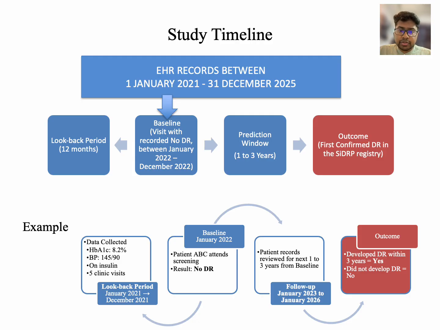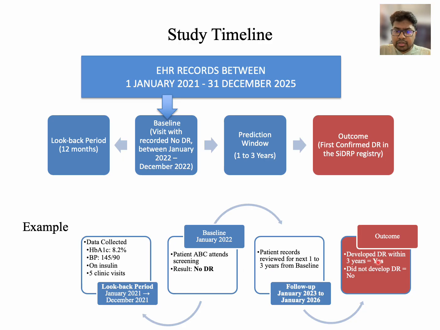For example, patient ABC attends screening in January 2022, and the result is no DR. So we look back at the period of January 2021 to December 2021, and we see that the patient has an HbA1c value of 8.2%, his blood pressure reading is recorded, he's on insulin, and there were 5 clinic visits within that period. Then we follow him for the next 1 to 3 years from the baseline to see whether there is any incidence of DR.